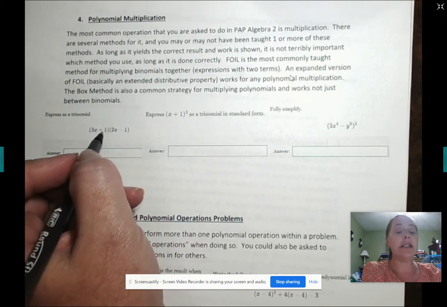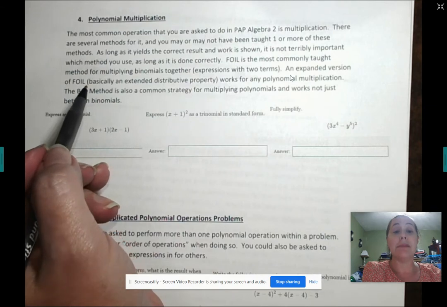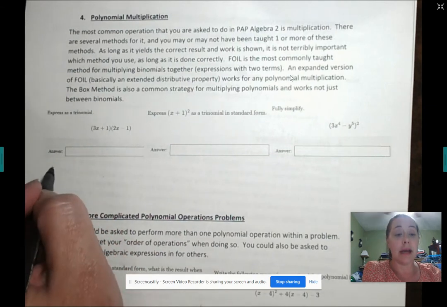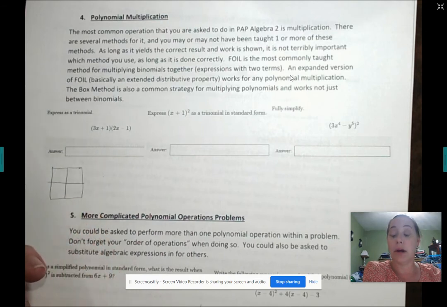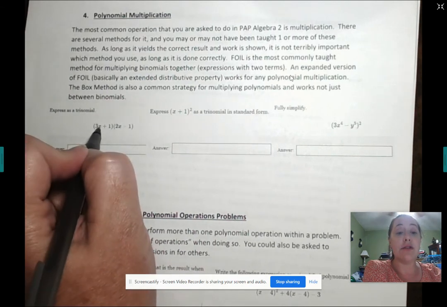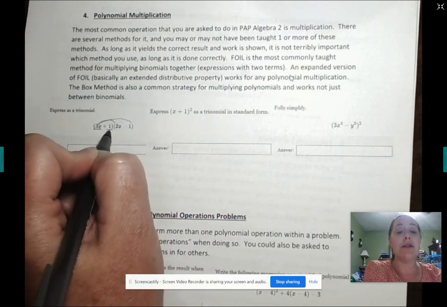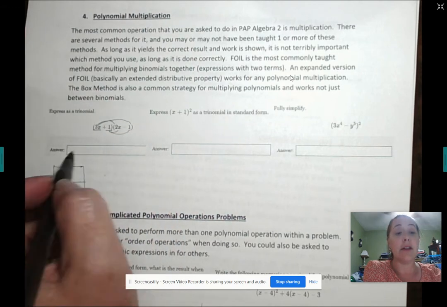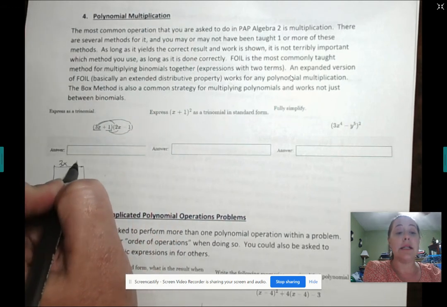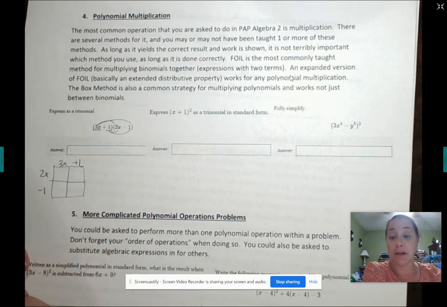Now, you were probably taught FOIL, first, outer, inner, last. Some of you may have been taught the box method, which is where you build a box. If it's 2 terms by 2 terms, that would be a 4 window box. Or you could have just been taught that you're distributing 3x times 2x and 3x times negative 1, and then you're distributing 1 times 2x and 1 times negative 1. That is also called FOIL. So whether you do it this way or whether you do it this way, it makes no difference to me. You're going to get the same answer as long as you're doing math correctly.